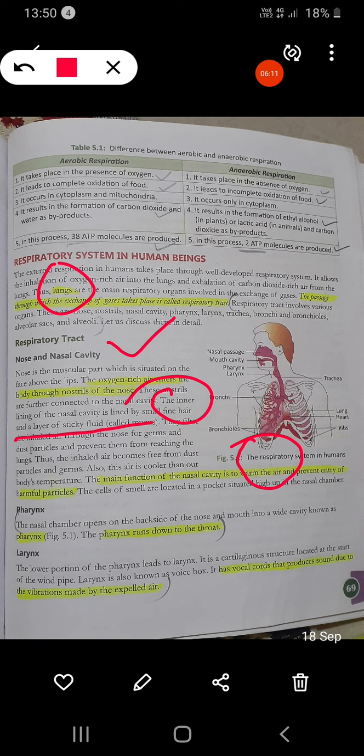Now children, what is pharynx? Children, the nasal chamber opens at the back side of nose and mouth into a wide cavity, that is known as pharynx. Children, we also call pharynx the food pipe. Children, it runs down to the throat. It starts from the back side of nasal chamber and it reaches the throat.